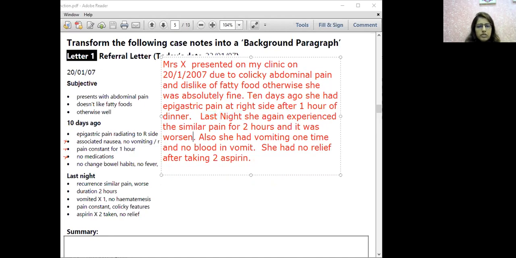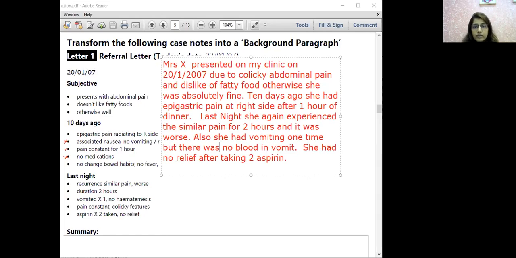And it was worse, not worsen. And if you are trying to say that there was no blood, probably you would say but there was no blood in vomit. See, this is how transforming case notes is different. You will need to add helping verbs. You can't just say no blood in vomit. It is a note form. Okay? But there was no blood in vomit is a sentence.